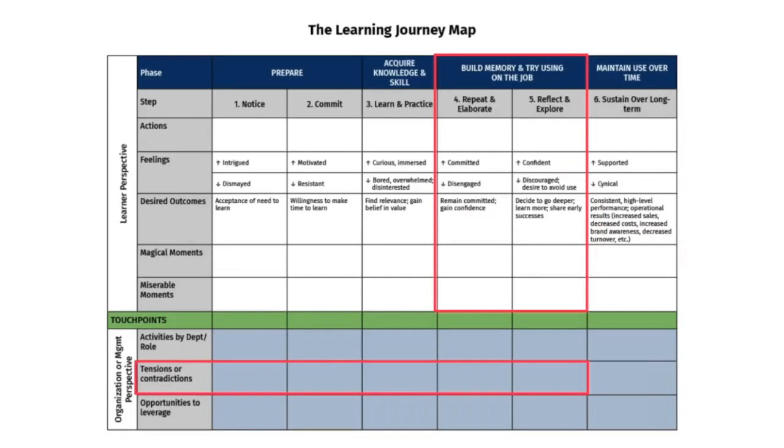So then we have to go from learning and practice to building the memory and trying and using it on the job. And that's where these next two steps come in. Here we have to repeat and elaborate. People have to have spaced repetitions in order to really learn something. Once is not enough. And that practice should really get more elaborative. Starts out simple and we add more complexity over time.